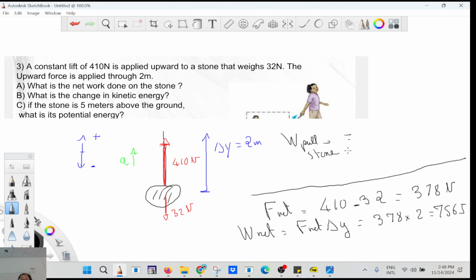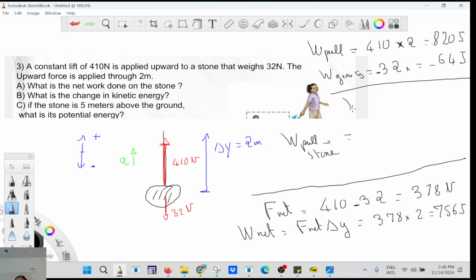Otherwise, you have to break it down. You have to say the work done by the pull will be 410 times 2, which is 820 joules. Is that right? The work done by gravity is going to be a negative work because it's trying to decelerate, so minus 32 times 2, so it's minus 64 joules. So the net work will be, and you should get, 756 joules. Right? So you can do it 2 ways.